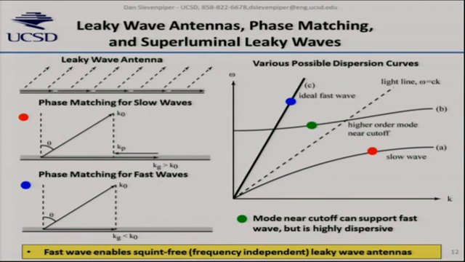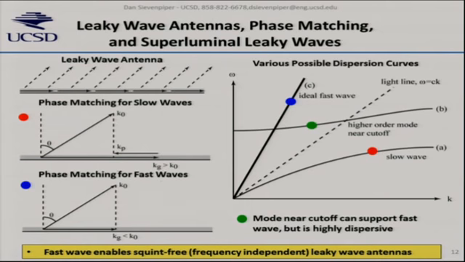Leaky wave antennas. A leaky wave antenna is, instead of discrete antenna elements, a continuous structure, and a wave propagates along that structure and just gradually leaks out. There are a number of ways to build them. One of the most common ways is that a waveguide structure supports a slow wave of some kind.